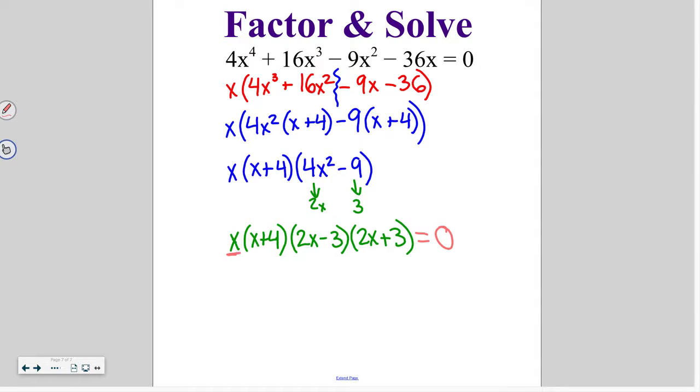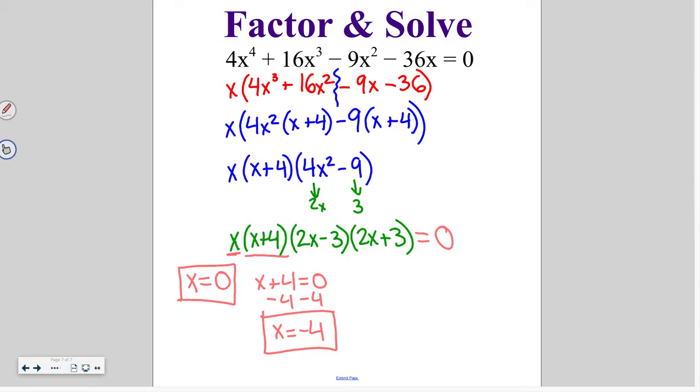So I start with this first piece, and I say x is equal to 0. There's nothing else to solve there, so I'm done with that first part. Then I'm going to set the second piece equal to 0. When I set that equal to 0, I subtract 4 from both sides, and I get x is equal to negative 4. Then I'm going to set the next piece, so I got 2x minus 3 is equal to 0. Add 3 to both sides, which gives me 2x is equal to 3. Dividing by 2, I get x is equal to 3 halves.